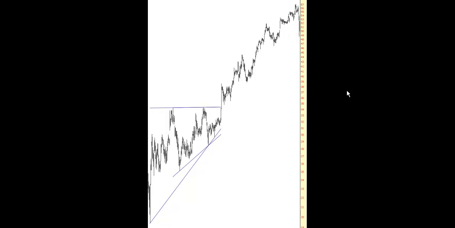Triangle patterns, right triangle patterns, can be ascending or descending, and as the name suggests, ascending tend to be bullish continuation patterns and descending are bearish. Let's start off with some ascending examples. These triangles are typically defined by a roughly horizontal line and a sharper angled line, either ascending or descending depending on the direction of the stock in general.